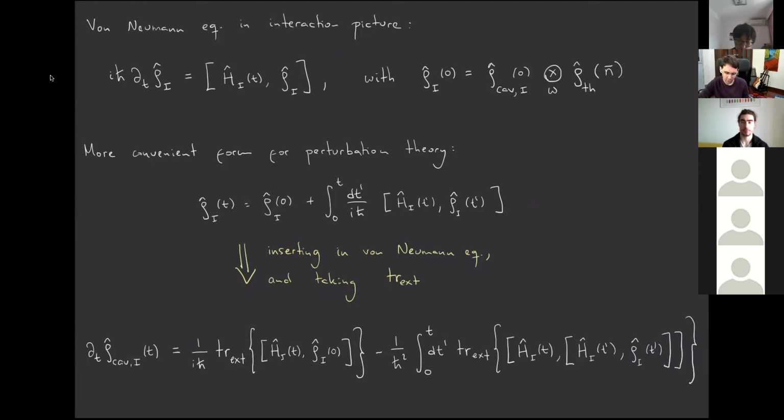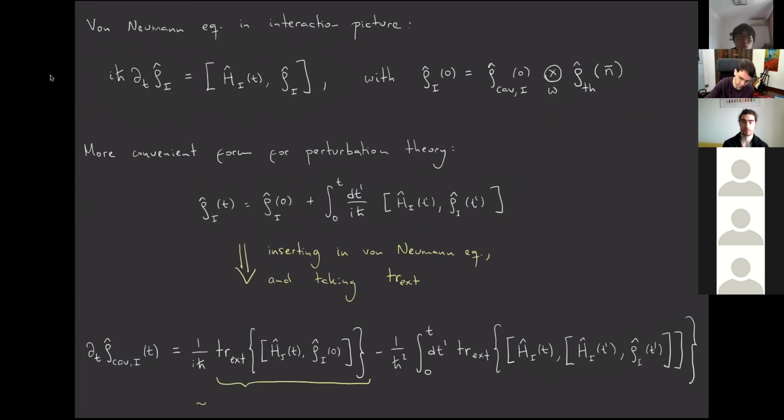Okay? So this expression here, it's exactly equivalent. So we haven't done anything but just we have rewritten things. It's equivalent to the von Neumann equation, but now you see that it depends explicitly on second order terms in the Hamiltonian. Okay, and moreover, let me just say that this piece in here is going to be 0. And why is it 0?